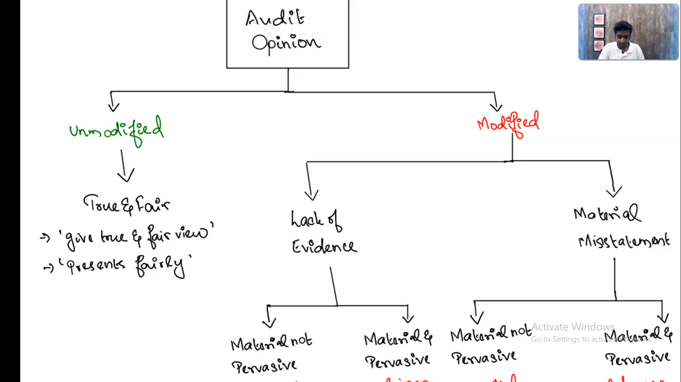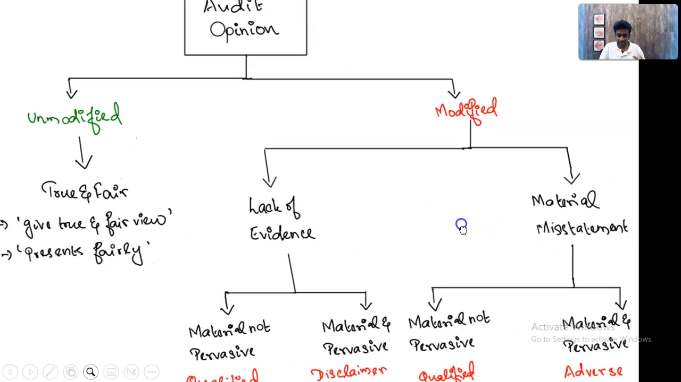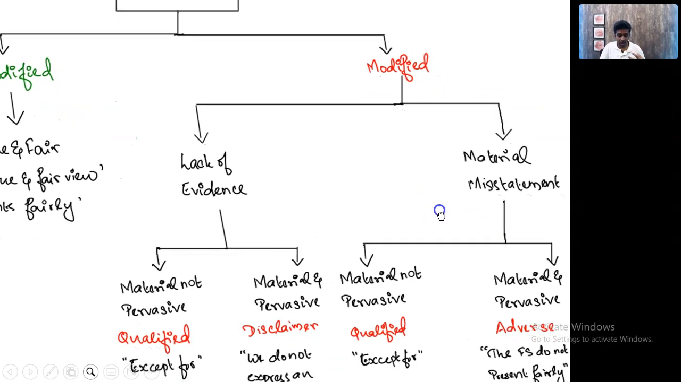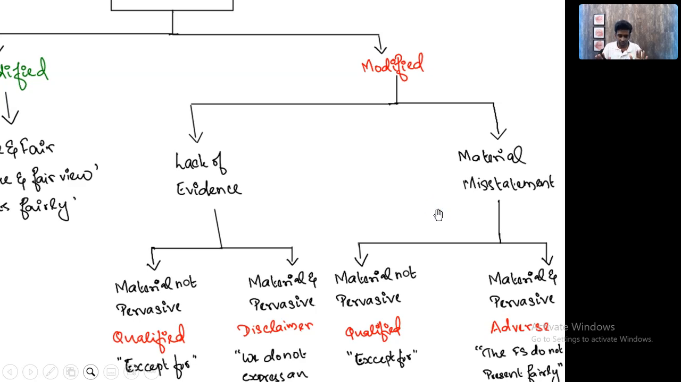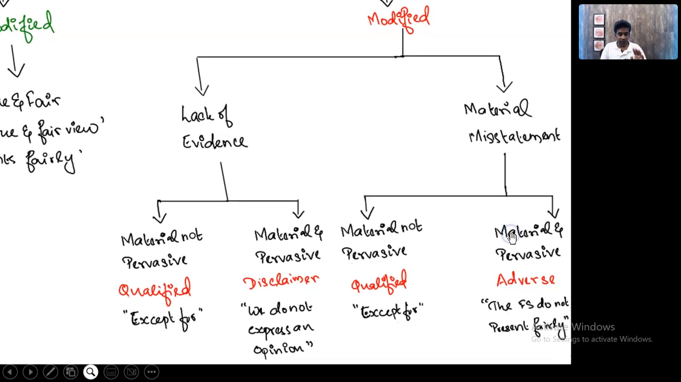What about modified opinion? It does contain certain errors, or it's not correct. It's not true and fair. Modified opinion can be of two categories: due to lack of evidence, or due to material misstatement. Lack of evidence means the client is not giving us evidence, or there is a transaction and we are unable to prove the transaction because we don't have any evidence. If we want to prove the transaction is true and fair, we need to have evidence.